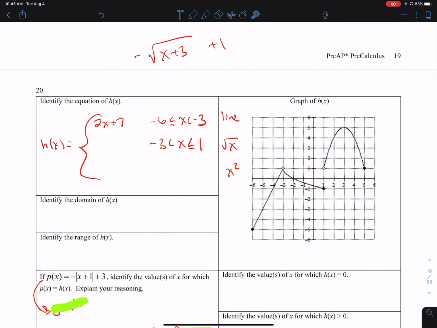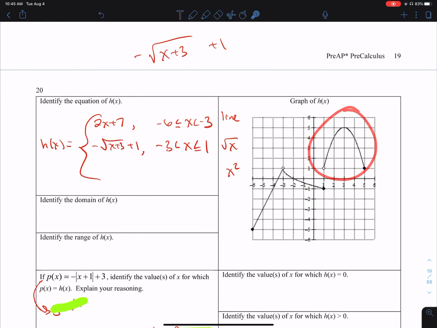Has the scale changed? Well, if we go to the right 1, the square root of 1 is 1. That works. Go to the right 4, 1, 2, 3, 4. Square root of 4 is 2. That works. The scale hasn't changed. So this is negative square root of x plus 3 plus 1. So over here is the domain. Put some commas after this.